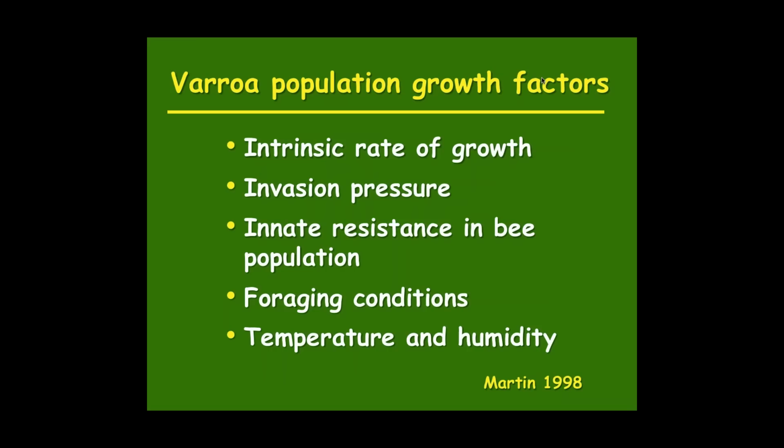Foraging conditions. The more prosperous the bees are, the more rapidly the Varroa builds up. So in a poor year, where you're not making much honey and the bees aren't doing well, Varroa is not going to build up as fast. And temperature and humidity. The Varroa can't tolerate temperatures as hot as honeybees can, and dry, arid conditions are hard on them too.